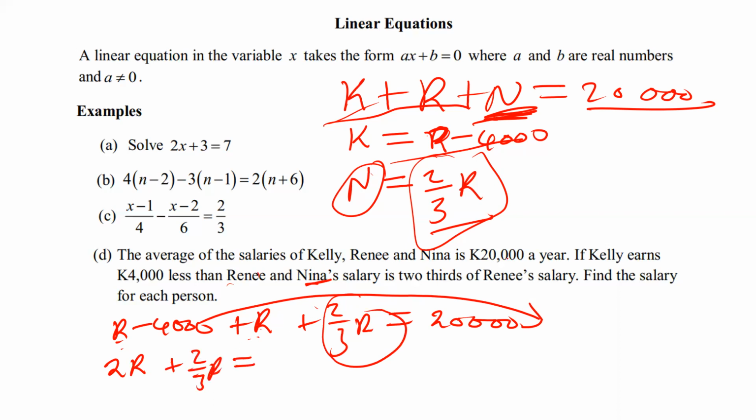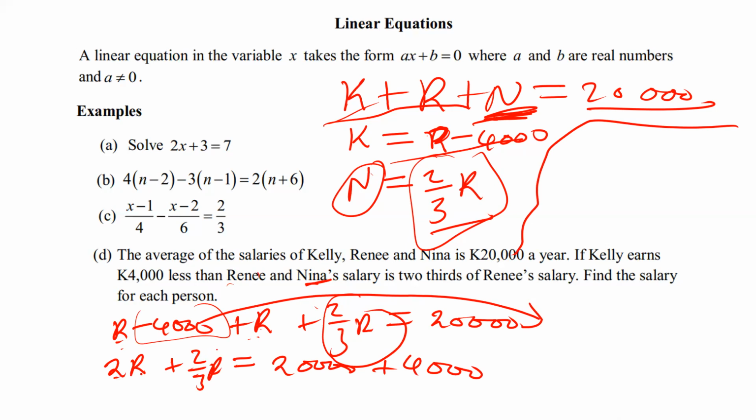Then this is going to be equal to, we have 20,000 this side, where we have to subtract, when this negative 4,000 goes that side, or having positive 4,000, and this will add up to what? 24,000. So on the left side, when you add 2R plus 2R/3, you're getting what? 8R/3. So you get 8R/3, and you are equating this to what? To 24,000.